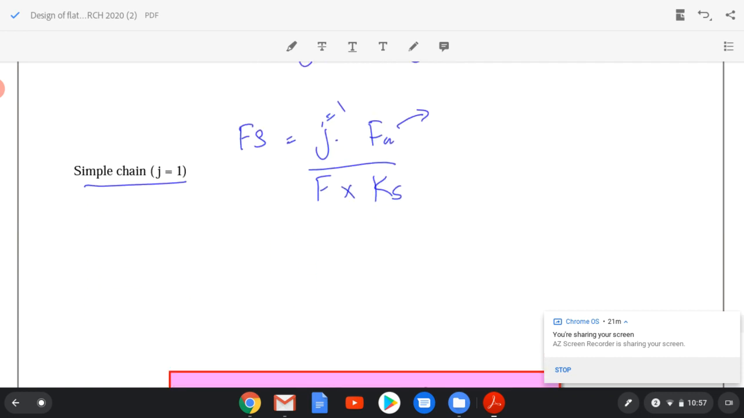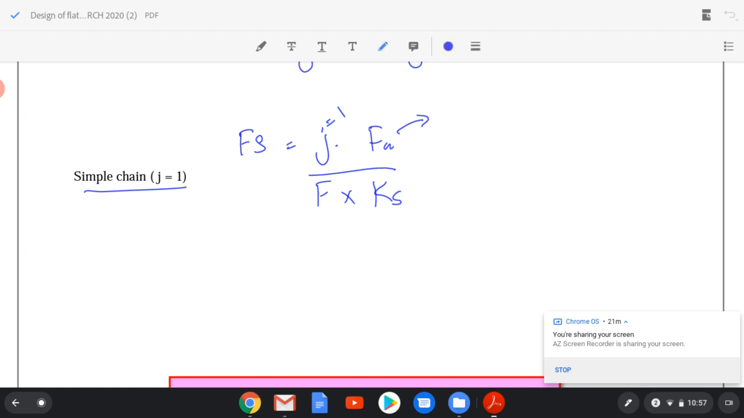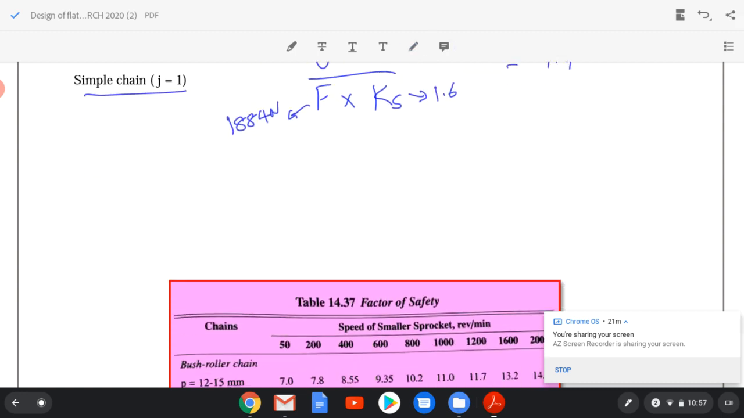Fu will be equal to 2950 into 9.81, and we have already found the value of F equal to 1884 Newton, and Ks was found as 1.6. I will get factor safety equal to 9.7. Now we will check whether it is safe or not.